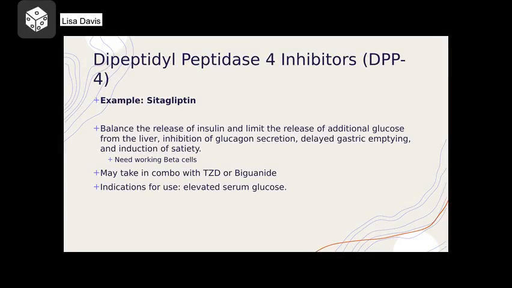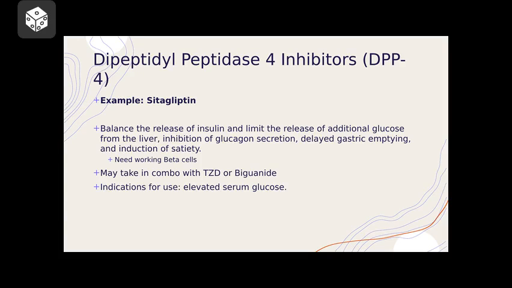Our next oral anti-diabetic medication we're going to talk about is a DPP-4 inhibitor, sitagliptin. So this drug's a little bit newer, and it's kind of cool because it balances the release of insulin and the release of glucose from the liver by inhibiting glucagon secretion. And it's also going to work to delay some gastric emptying, so it'll make you feel fuller sooner and hopefully lead to a little bit of weight loss, which is going to help with that insulin resistance.